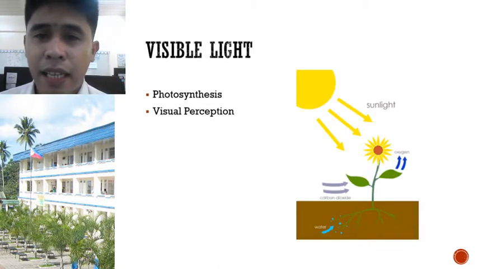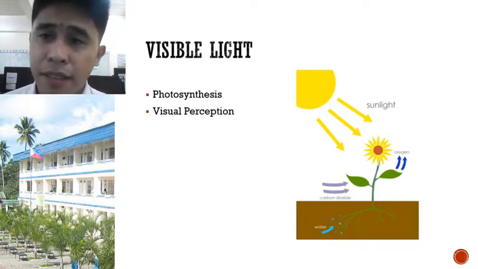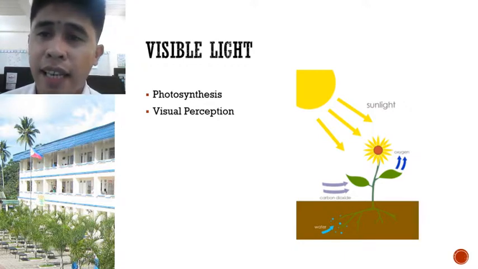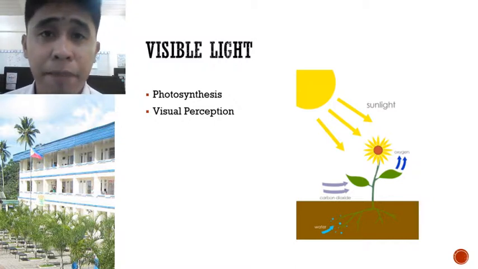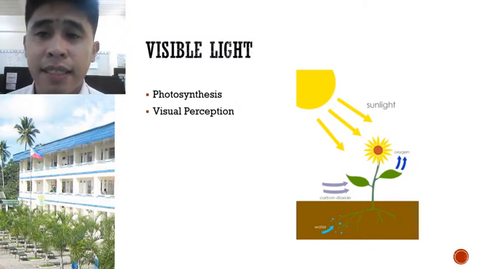For the visible light, photosynthesis is a good example. Photosynthesis is a process used by plants and other organisms to convert light energy into chemical energy, usually done by plants. The process always begins when energy from light is absorbed by proteins in the photosynthetic cells of the leaf.